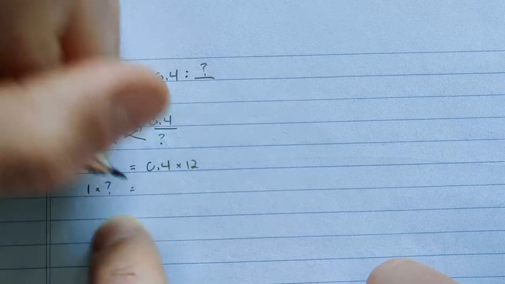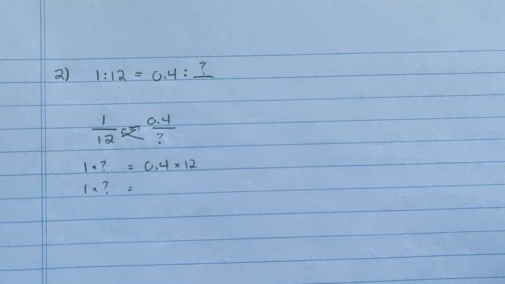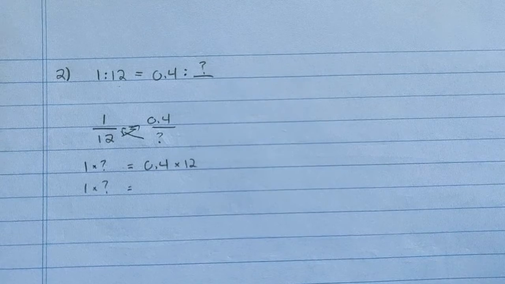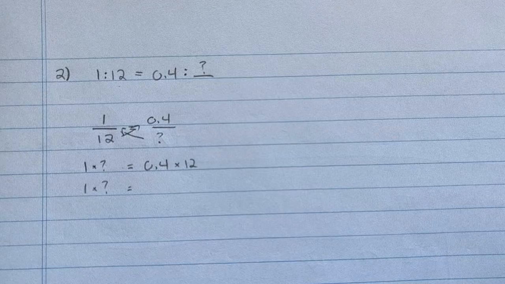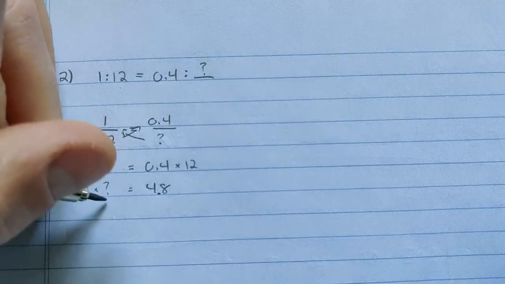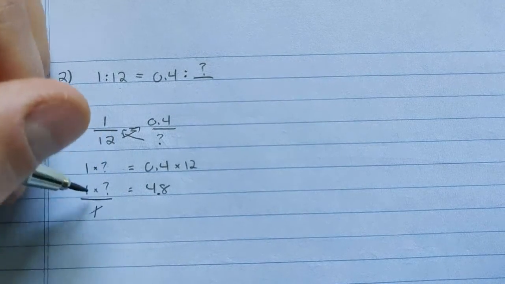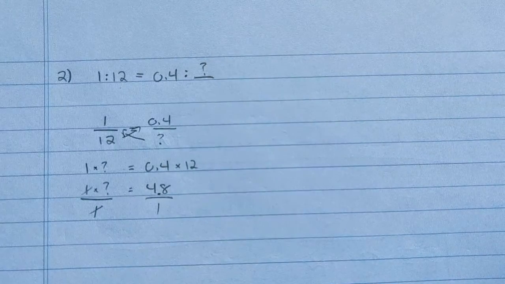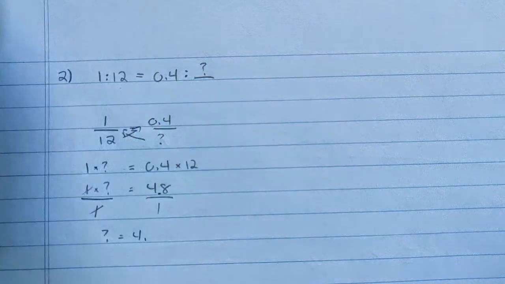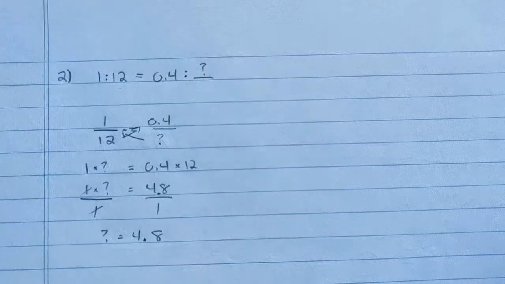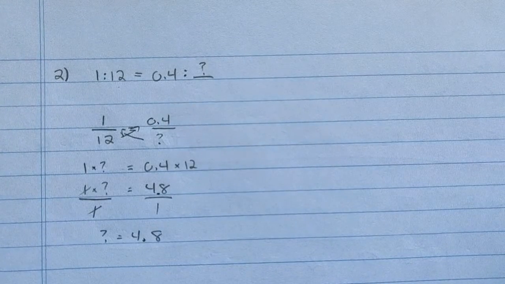And normally we could get rid of this whole 1 because anything times 1 is itself, but I'm going to leave it just to show the concept of how this is working. But we have 0.4 times 12, which is going to give us 4.8. And so now we got to divide this side by 1 to get rid of the 1, divide this side by 1, and what we're left with is that the length of our ramp should be 4.8 meters.